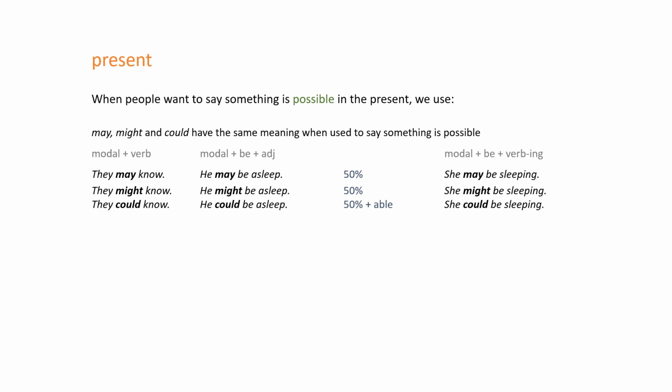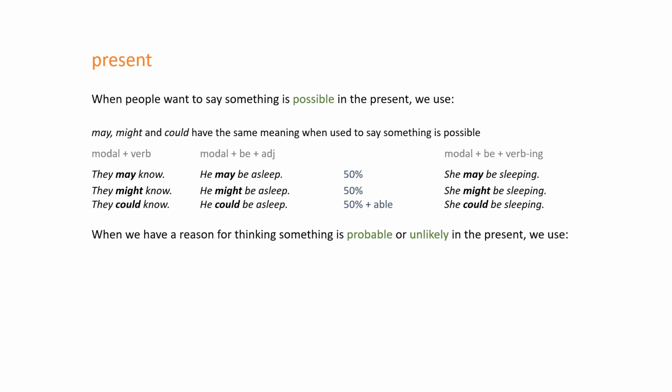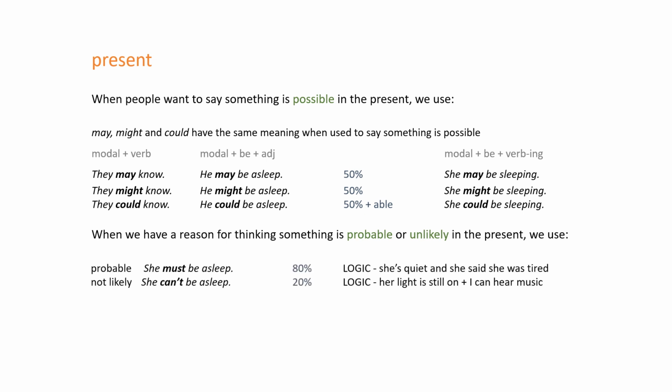He may be asleep. He might be asleep. He could be asleep. She may be sleeping. She might be sleeping. She could be sleeping. All possible. When we have a reason for thinking that something is probable or very likely or unlikely, which is the opposite, we use she must be asleep. This is the logic. We think, she's quiet and she said she was tired, so probably she's asleep. She must be asleep. Or if it's not likely, we can say she can't be asleep. Her light's still on and I can hear music. So unlikely she's asleep, but it's possible.